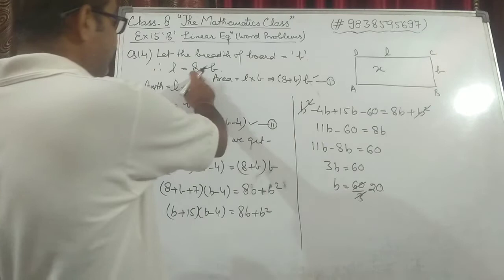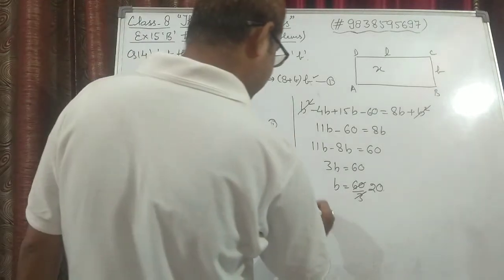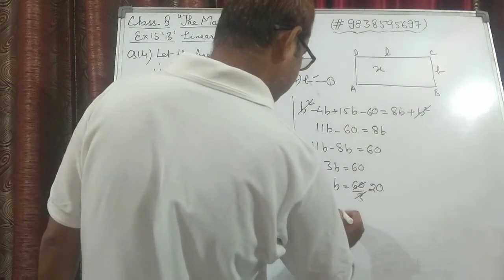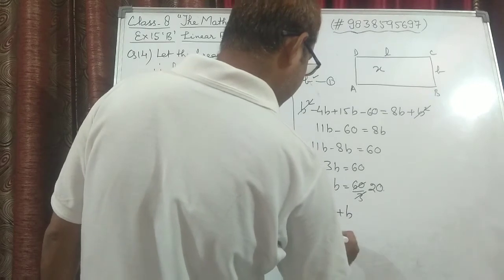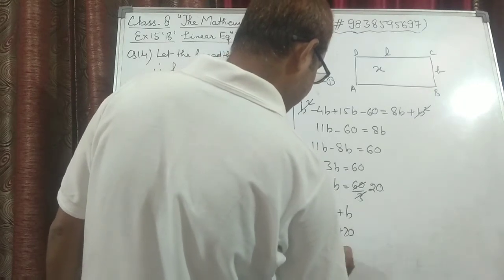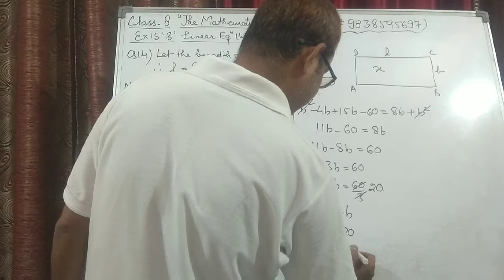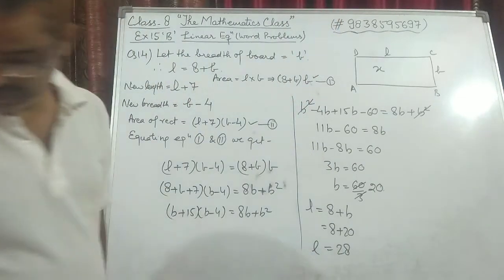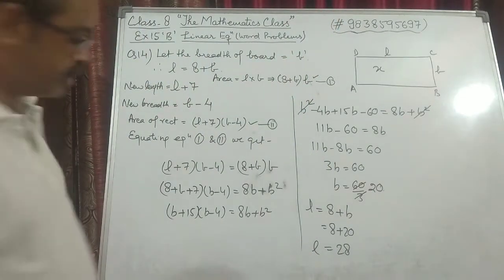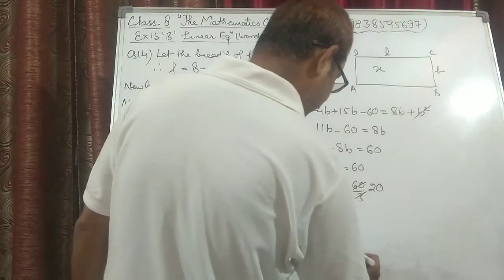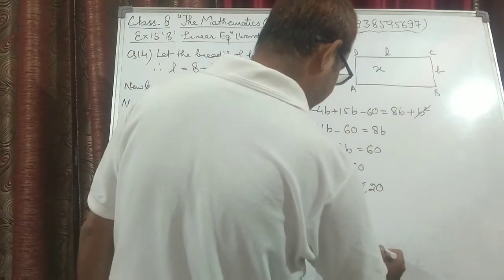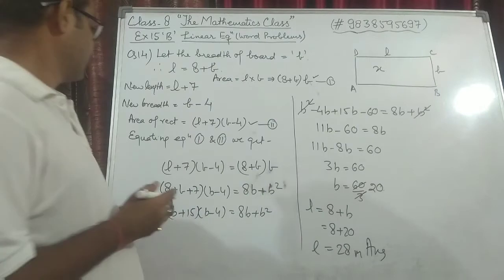So length is 8 plus B, and B we calculated as 20. So 20 plus 8 is 28 units is the length. 28 meters is the length of the board. That is the final value.